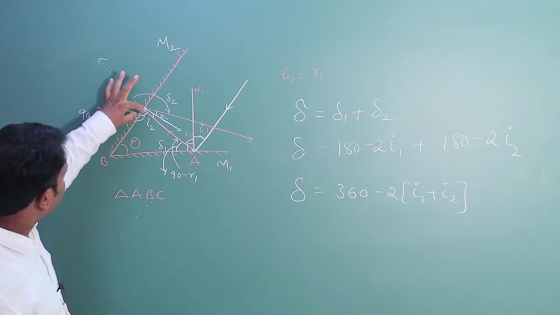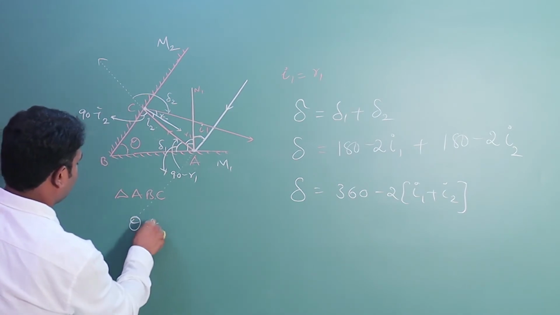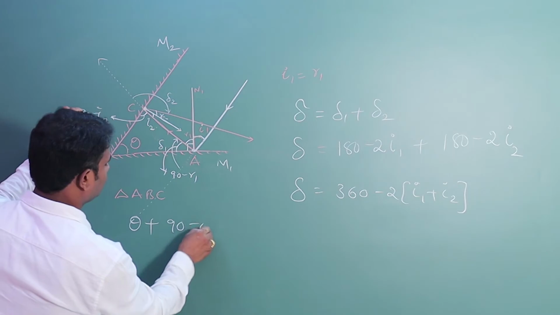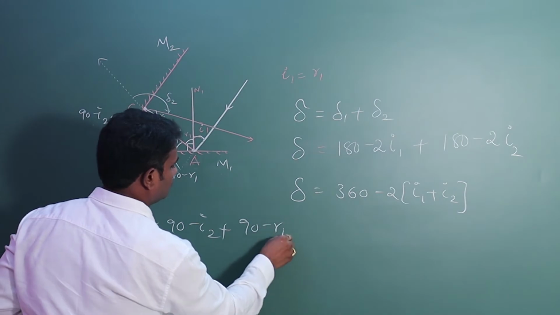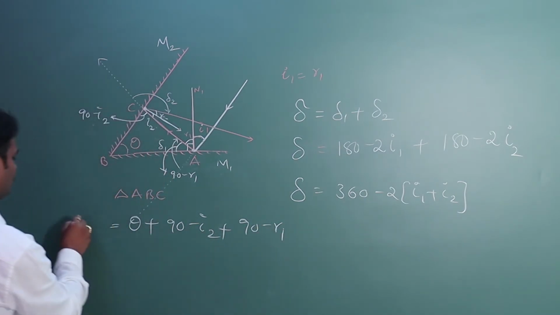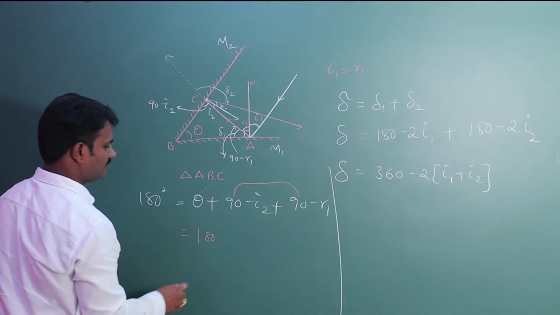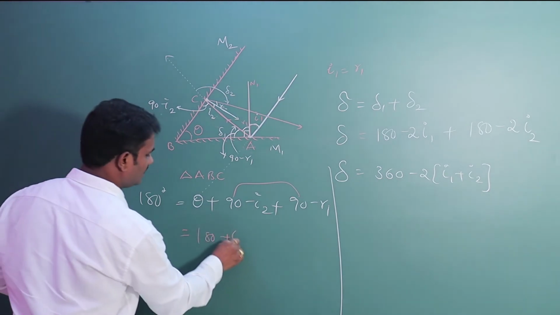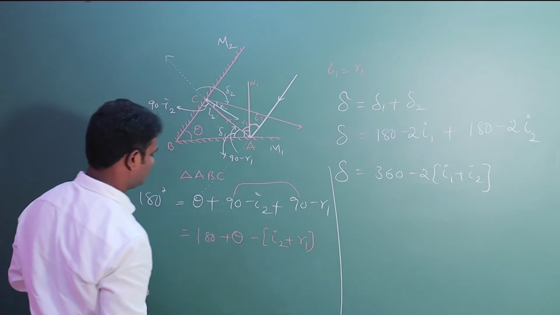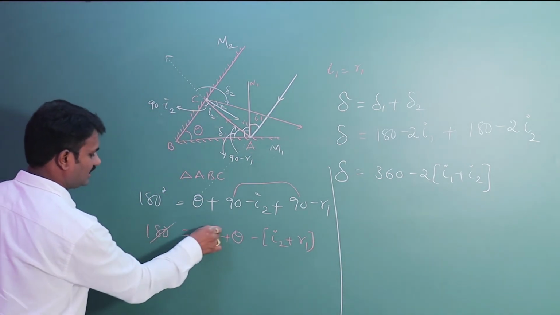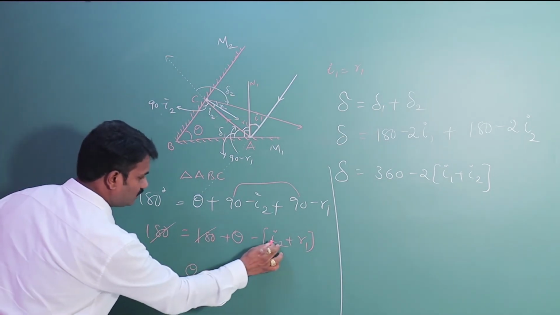So this angle plus this angle plus this angle equals 180. So theta plus (90 minus I2) plus (90 minus R1) is equal to how much? 180 degrees, which is 90 plus 90 is 180, plus theta minus (I2 plus R1) equals 180. This 180 and 180 get cancelled, and theta is equal to, if I send this in this direction, I2 plus R1.